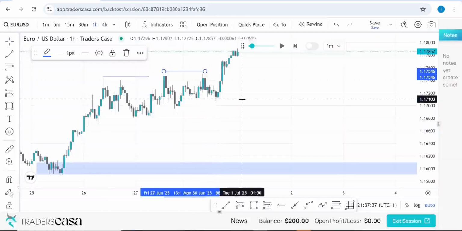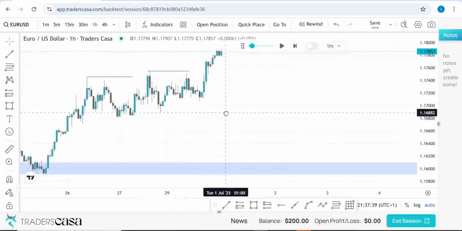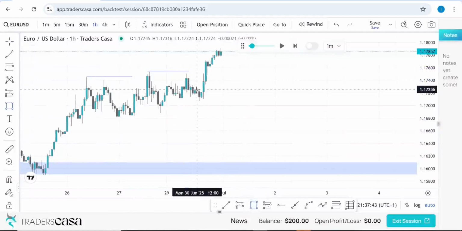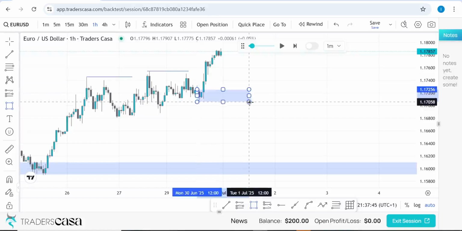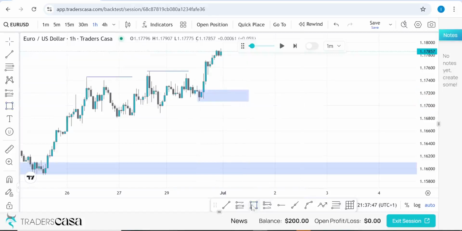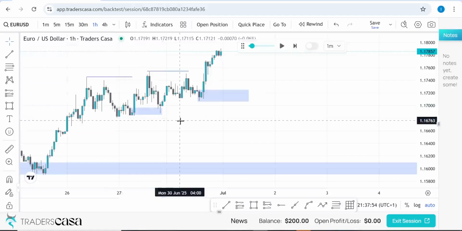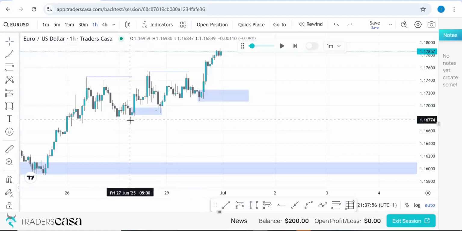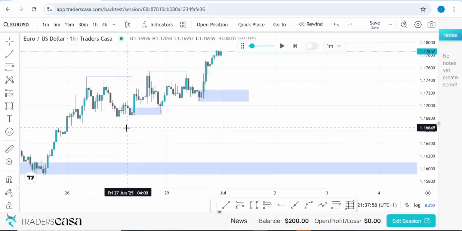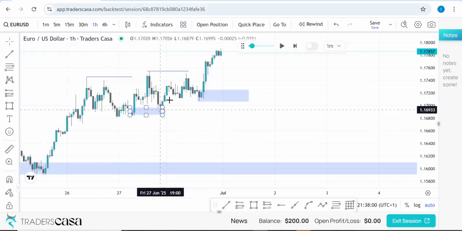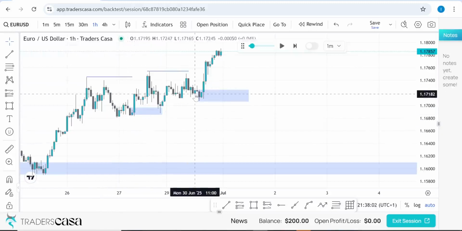Okay, we are back. So there is a possibility now that this market will come down to this place, because I can see another zone here. Now if you look at this particular place, if I started on the 27th, I would have gotten this particular entry, and I would have hit TP. But I can see another one.